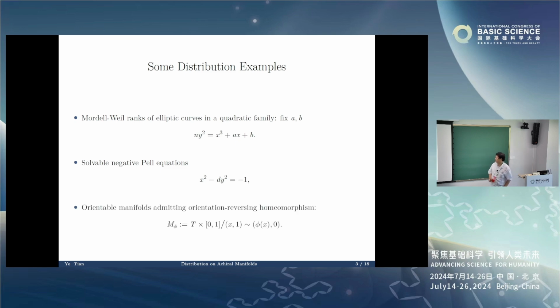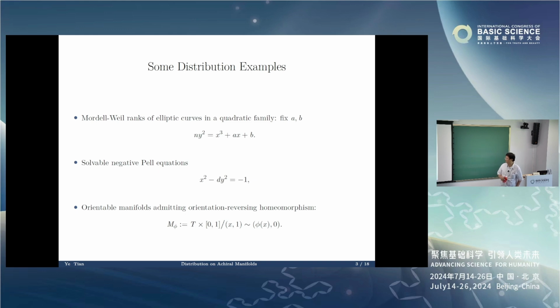And the third one is the topology problem. We call a manifold achiral if, when the manifold is orientable and connected, so it has 2 orientations, there is a homeomorphism that changes these 2 orientations. And the manifold related to the first problems is like this.